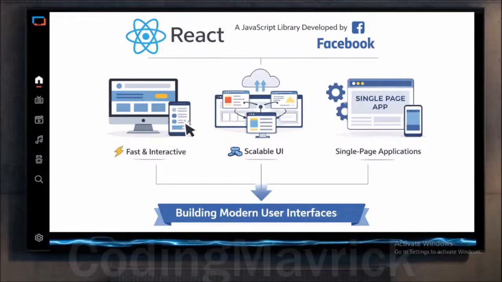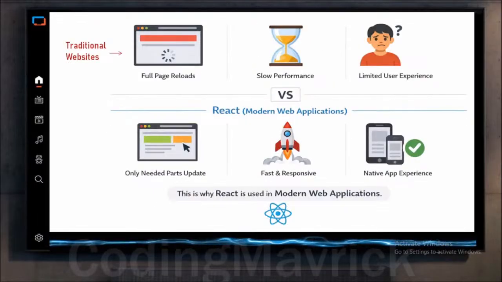Now, let's define React. React is a JavaScript library developed by Facebook for building fast, interactive and scalable user interfaces, especially single-page applications. In traditional websites, the entire page loads, performance is slow and user experience is limited. But in React, only the required UI parts update, pages feel instant, and applications behave like a native app. This is why React is used in modern web applications.